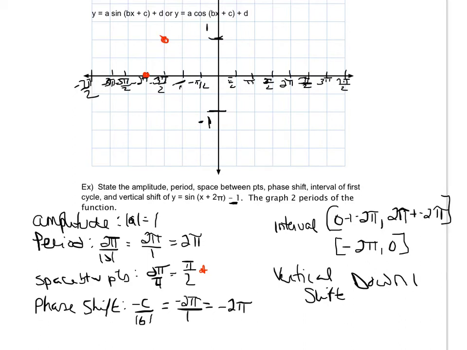Distance of pi over 2 back to 0. A distance of pi over 2 down to negative 1. A distance of pi over 2 back up to 0. There would be my first cycle. I'm going to continue. A distance of pi over 2 and up to 1. A distance of pi over 2 and back down to 0. A distance of pi over 2, and continuing to go through.